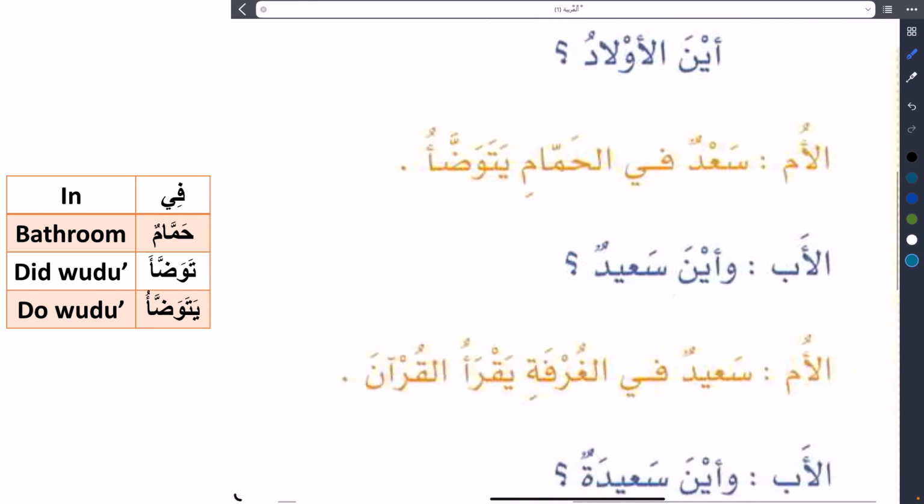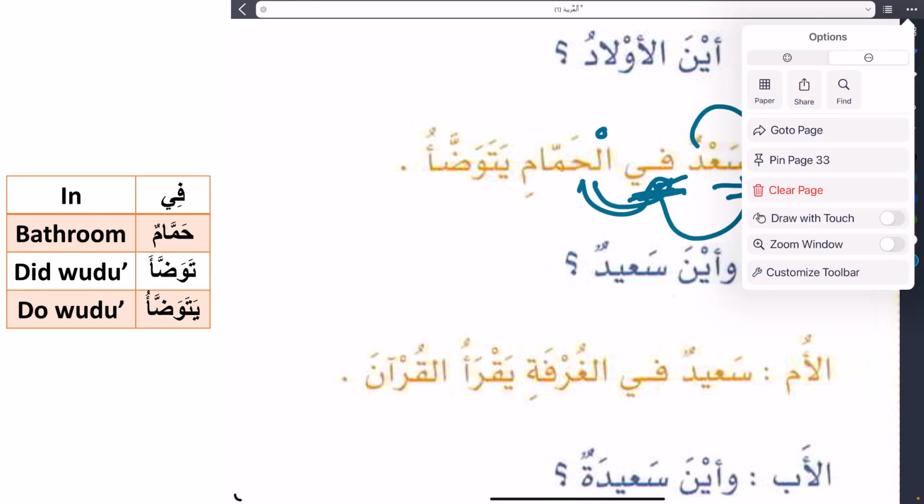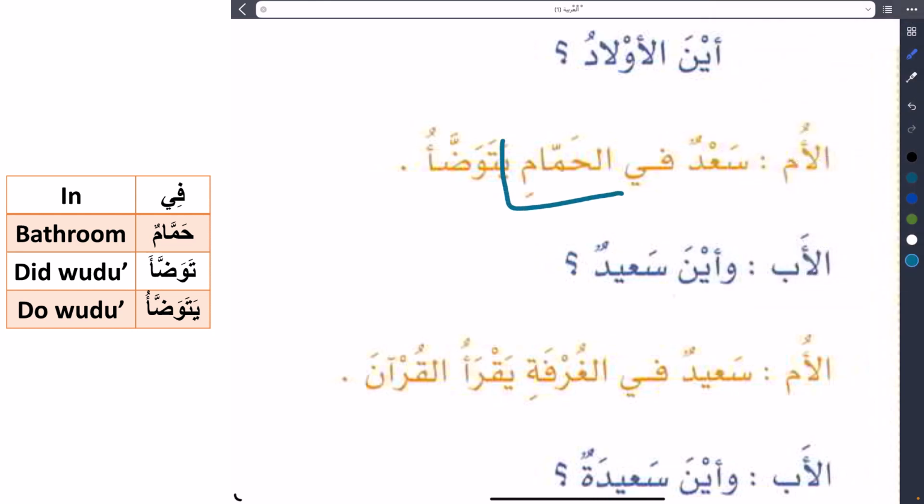So, sa'dun fi, and we join sa'dun fil hammami, means sa'dun is in a place, because we mostly use in for places. So sa'dun fil hammami. This word al-hammam starts with the.